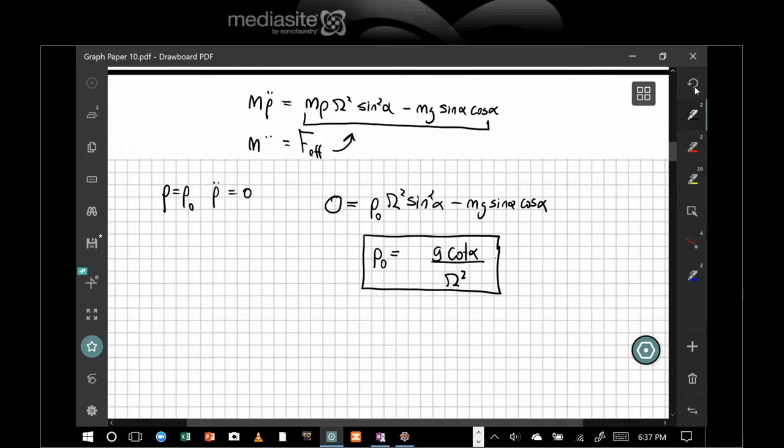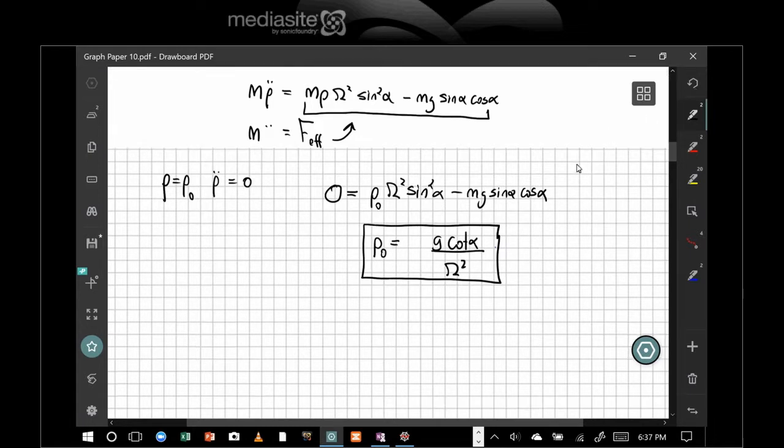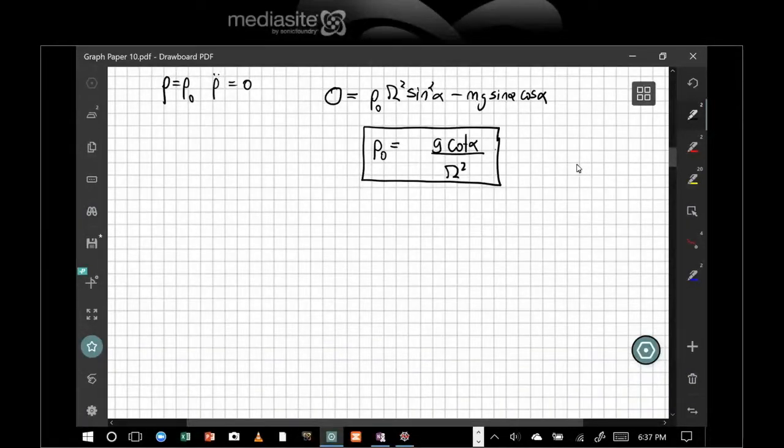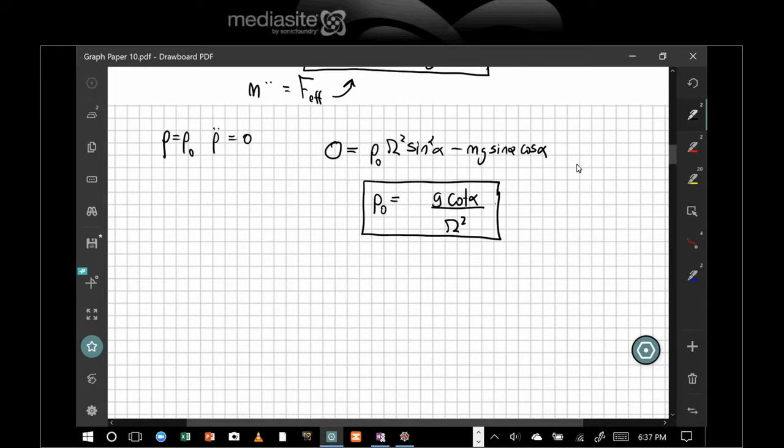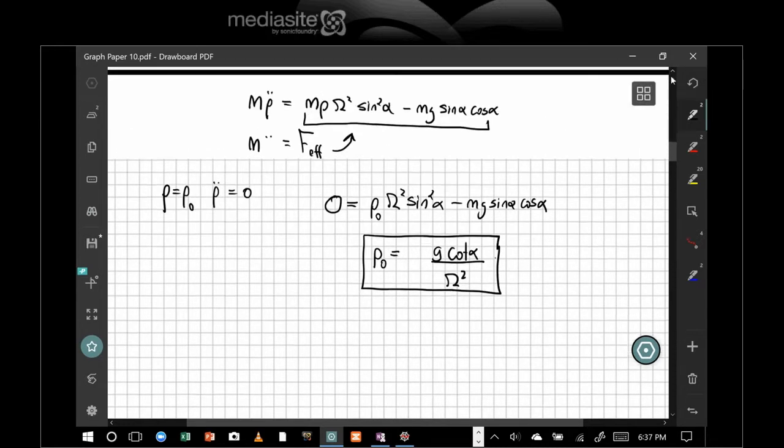Now, let's show that it's going to be unstable, and I'm going to show it in two ways. Let's first figure out the frequency of small oscillations. So what I'm going to do is find the frequency of small oscillations. I'm going to set rho equal to rho naught plus delta. Then rho double dot is going to be equal to delta double dot.